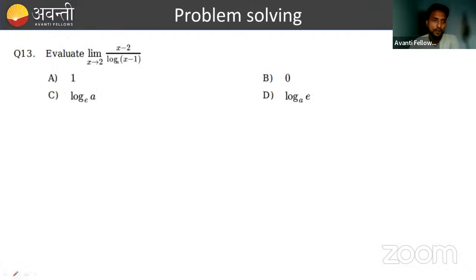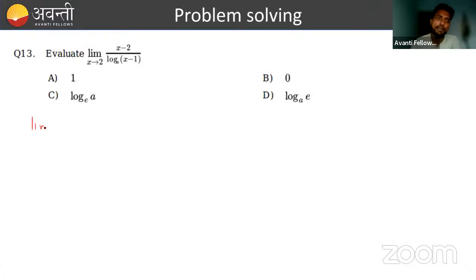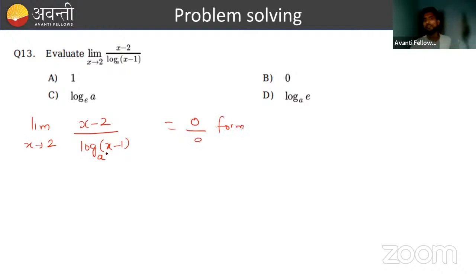Okay. Now, this question. Limit x tending to 2. Here it is x minus 2. Here it is log of x minus 1 to the base a. Okay, after putting 2, it is 2 minus 2 by ..., it will be 0 by 0. Definitely, we are going to get 0 by 0 because 2 minus 1 is 1. So log 1 to the base a, log 1 is always 0.